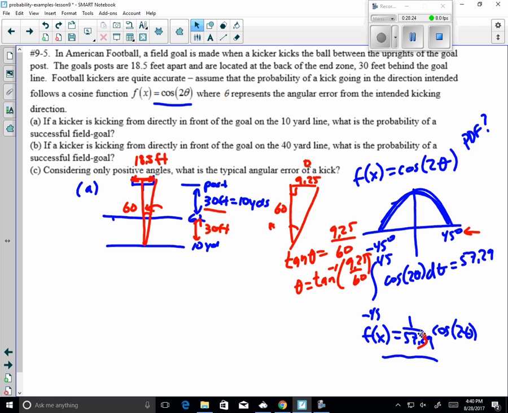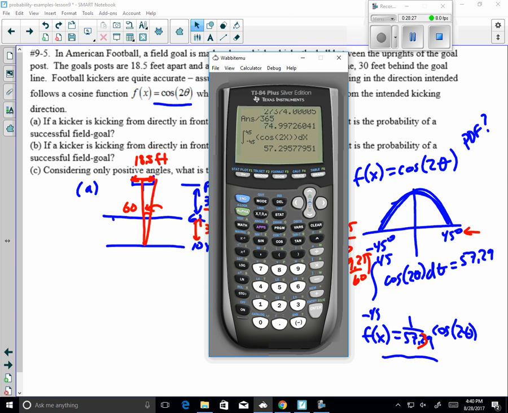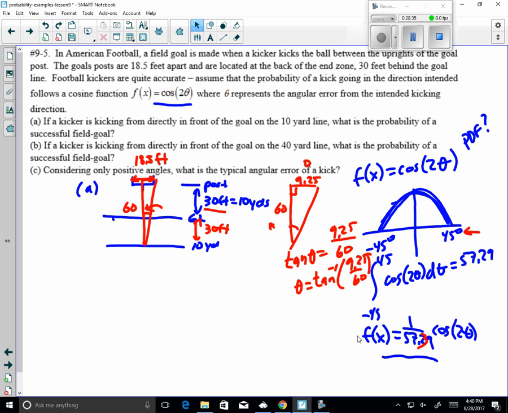So let's do that. If I take the inverse tangent of 9.25 over 60, then we're at 8.764 degrees. Let's just round to 8.76 degrees. That means we're going to make this goal if we are anywhere from negative 8.76 degrees to positive 8.76 degrees. If we're in that region, then we've made the field goal. So what I'm really saying is, here's this PDF, right?